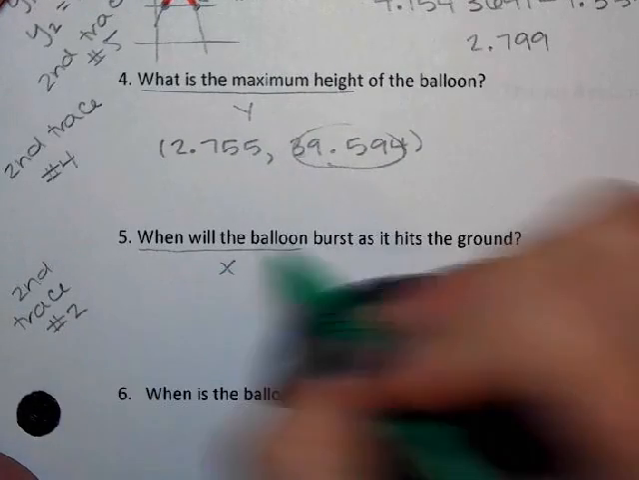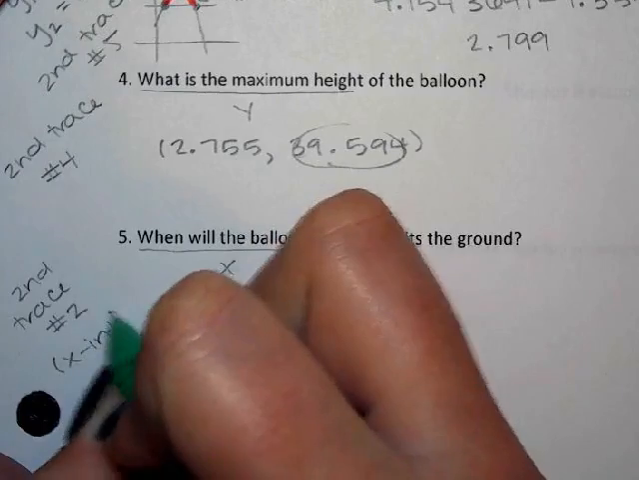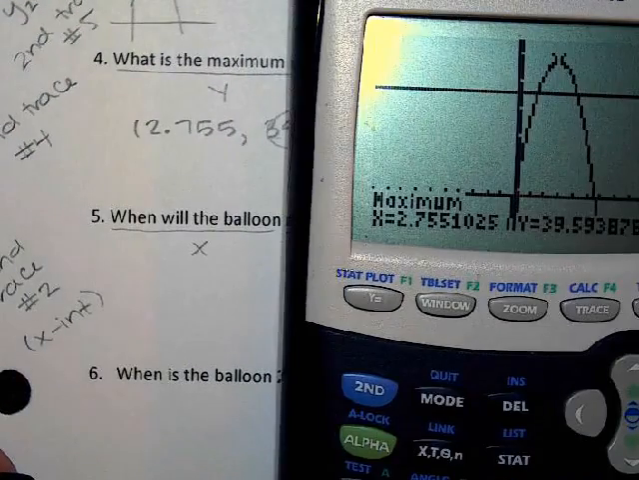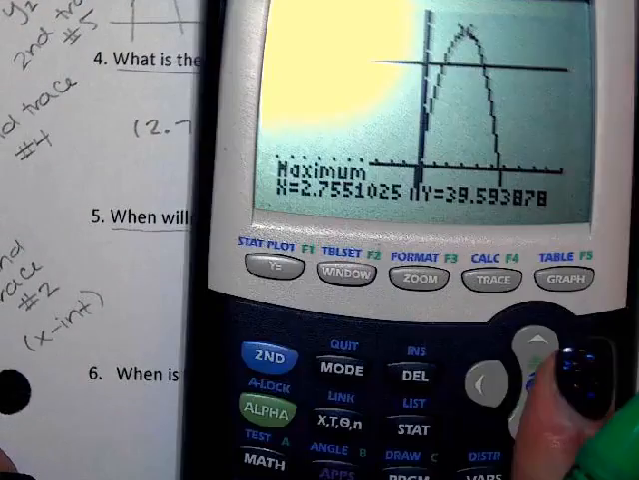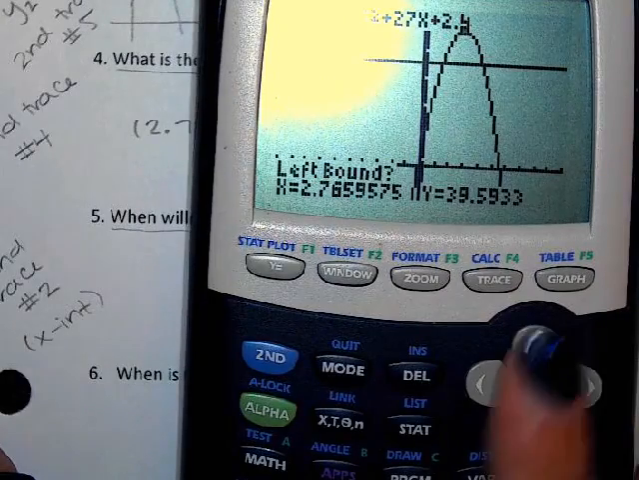Okay, so I'm using this x-intercept over here specifically. So second trace number 2, my x-intercept, 1, 2, 3, 4. You know what, I'm just going to say between 0 and 10. I'm not even going to count. Okay, x-intercept.